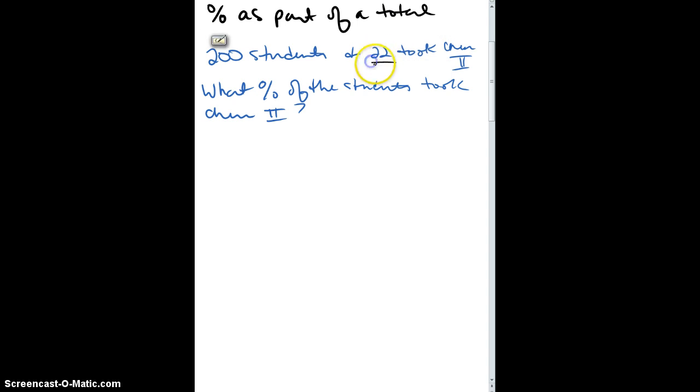I know the part, there's 22, and I know the total of 200. Now again, you could divide, but if you look at this closely, you can actually reduce it and just write it as 11% without needing a calculator.